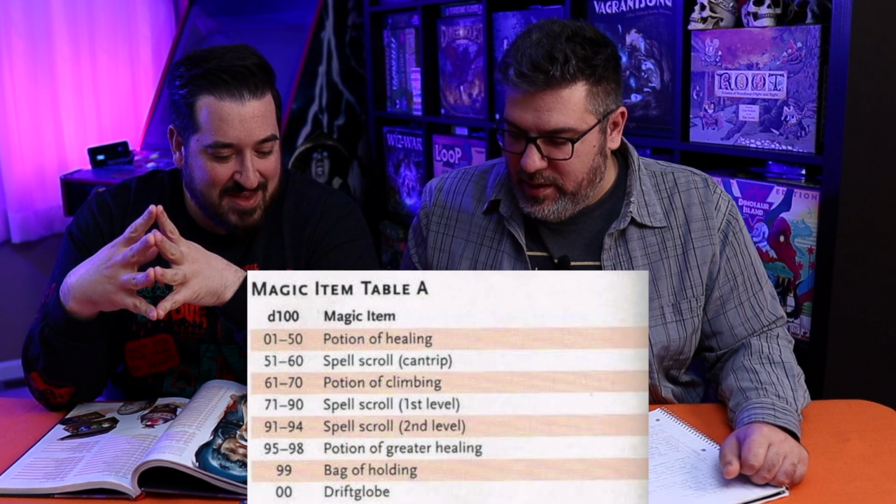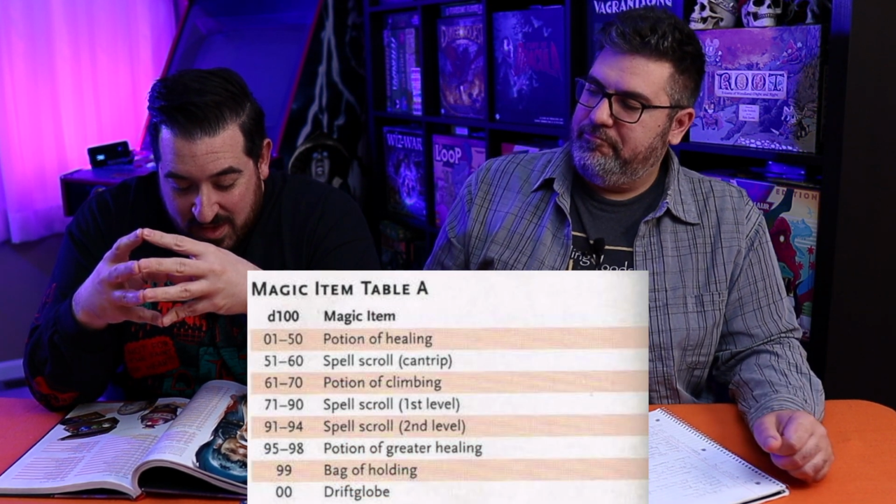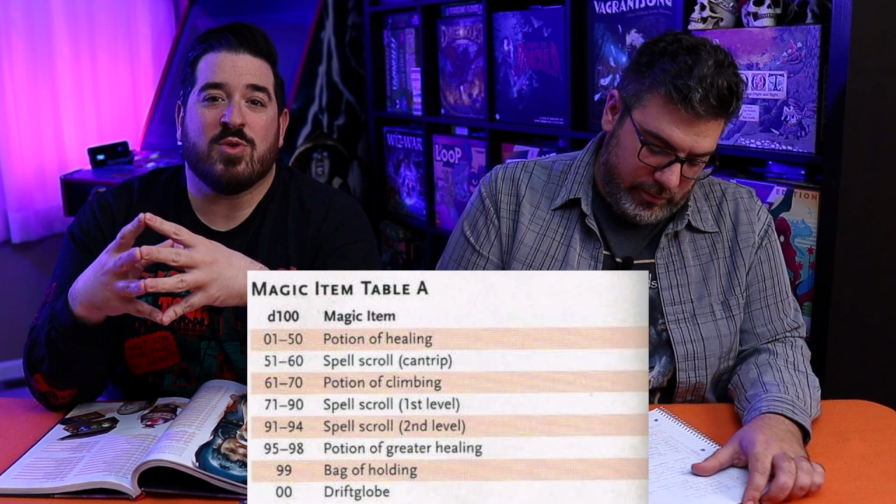Last but not least, we want there to be some cool treasure and loot, a little hoard for this NPC villain that we've created. So we're going to roll on 4 magic item tables. We're going to roll on A, B, C, and F. These are located on pages 144, 145, and 146. So let's get to rolling here. Item table A, here we go. 52. We have a spell scroll, a cantrip of some kind that this person has.